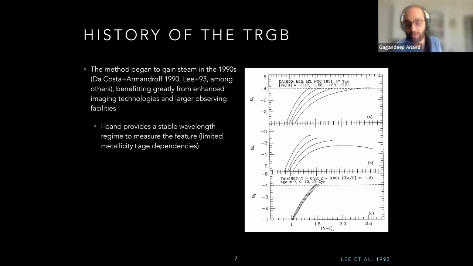On the right here, you see a plot from Lee et al. 1993. This is one of the seminal papers. On the top panel, you see the isochrones that show the predicted behavior of the TRGB in the I band magnitude as a function of metallicity. You can see that the dashed line is very stable, or it tracks those isochrones very well. Whereas in something like the V band around 600 nanometers, the feature is a sharp function of metallicity. And in the bottom, again, you see the I band, and now we're just showing the variation with age, which again is very small.